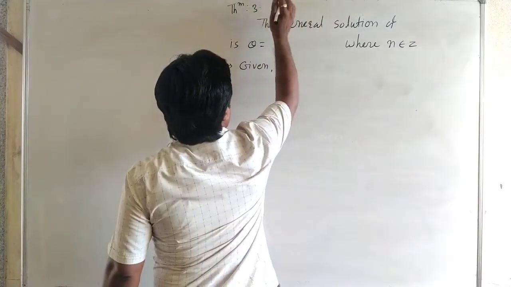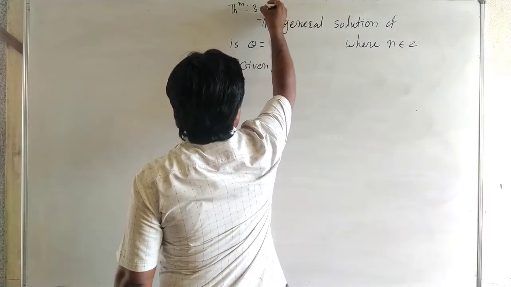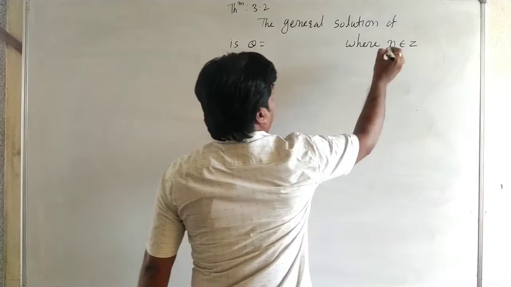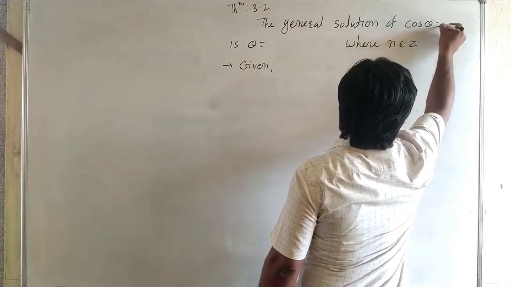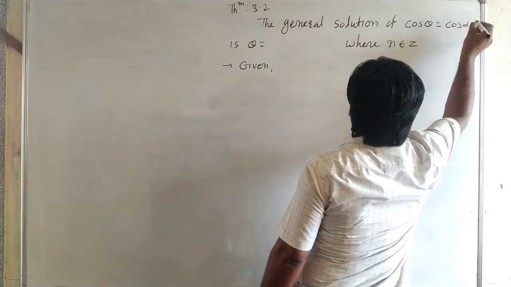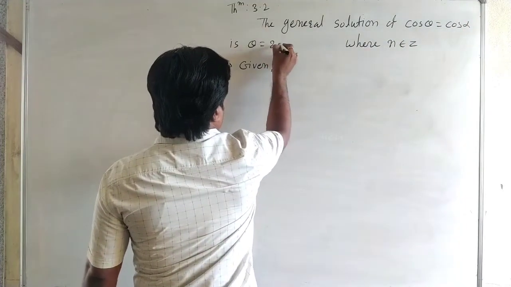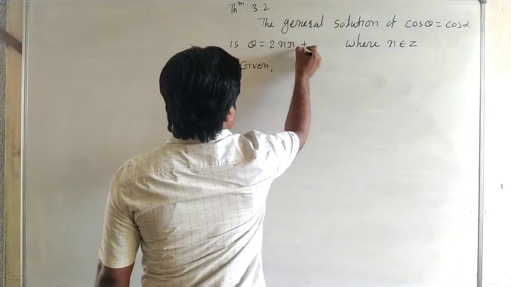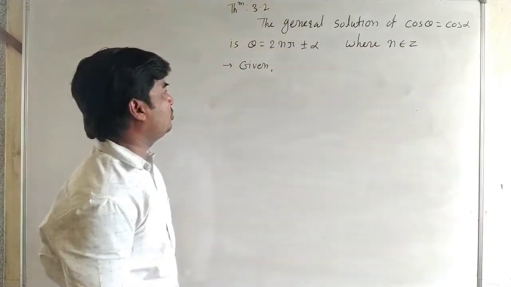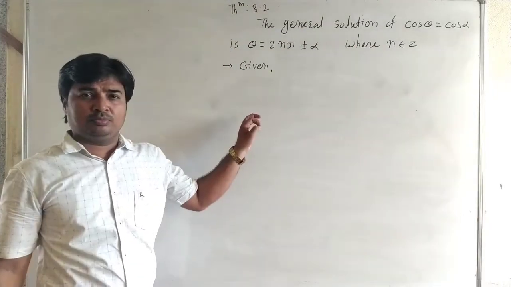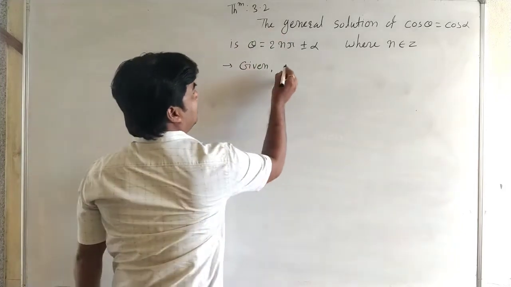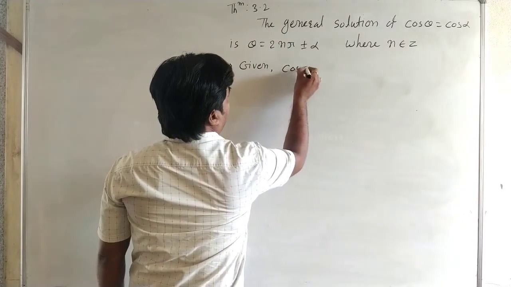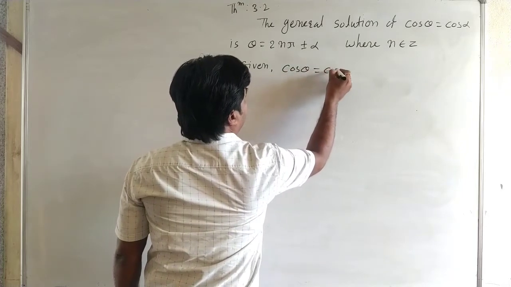Now theorem 3.2. Here the general solution of cos theta is equal to cos alpha is 2n pi plus or minus alpha, where n belongs to Z. Now the process is the same as for sin theta is equal to sin alpha. See carefully. The given equation, cos theta is equal to cos alpha.